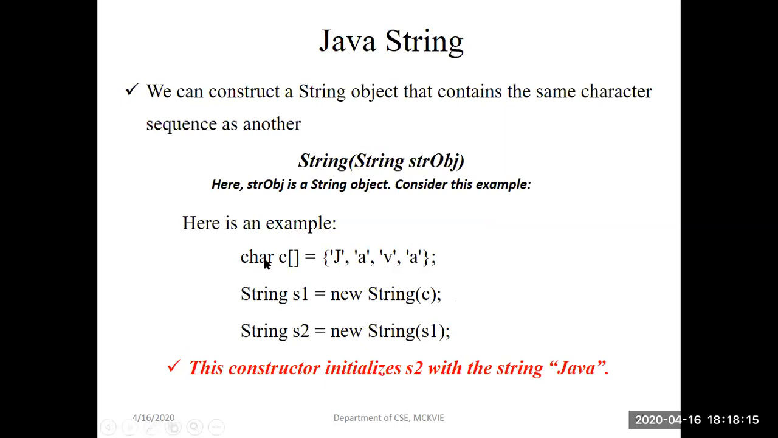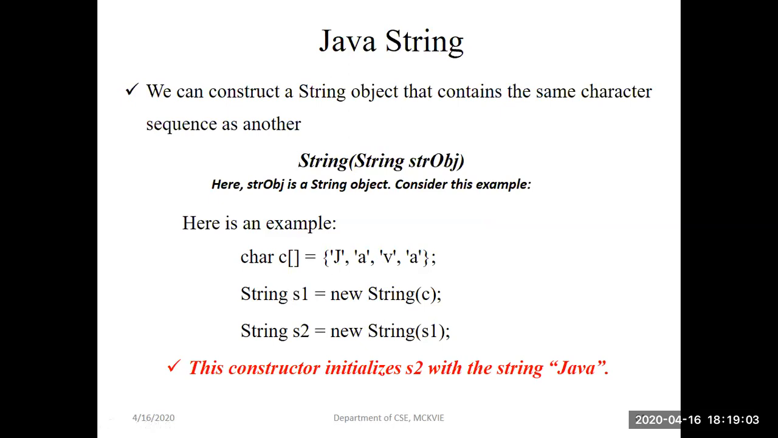So here, in the example, chars is the character array and I have considered Java, J-A-V-A. In the first line, for the string s1, we have used the parameterized string constructor, which takes a character array. Using the characters inside the array, it creates a string. So the s1 value will be Java, because it takes the character array chars, which consists of the elements J-A-V-A.